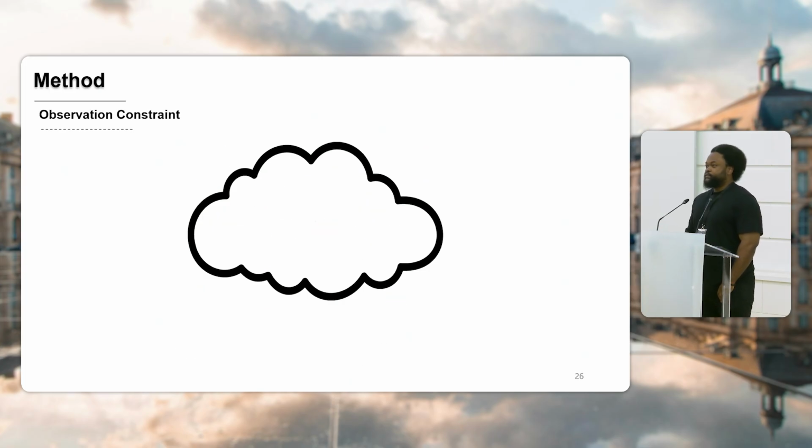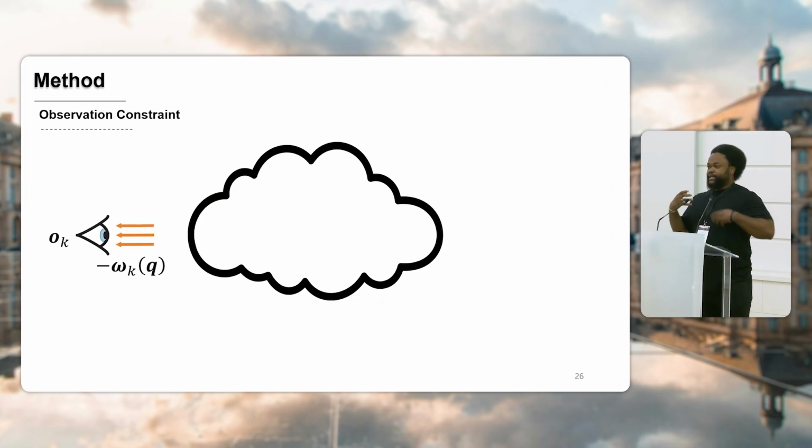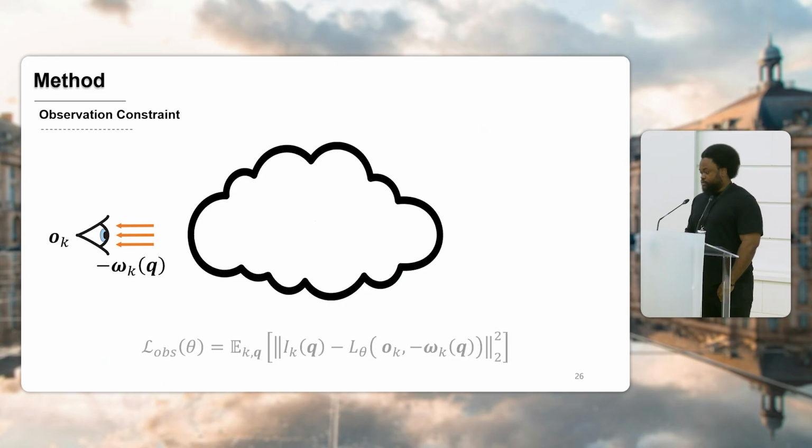The second objective is the observation constraint, and the main goal of this constraint is to make sure that the light exiting the medium is consistent with our observation. And so for illustration purposes here, for a given camera located at O sub k and a direction of propagation, we simply minimize the mismatch term between our observation for an image I sub k at a pixel q and the value sampled from our neural light field at the corresponding position and direction.